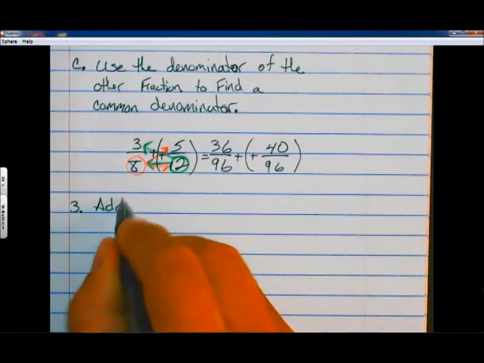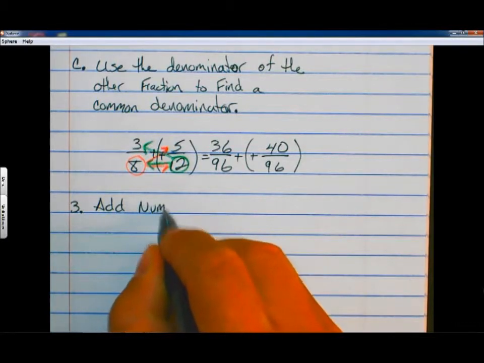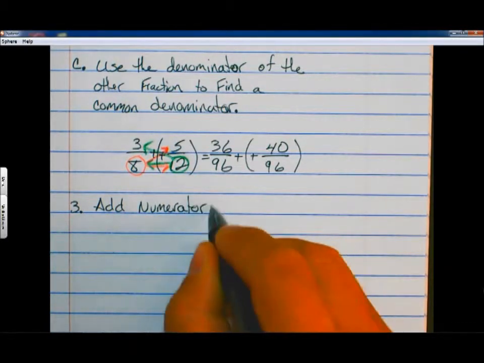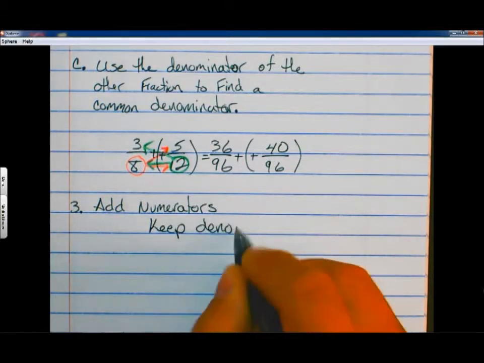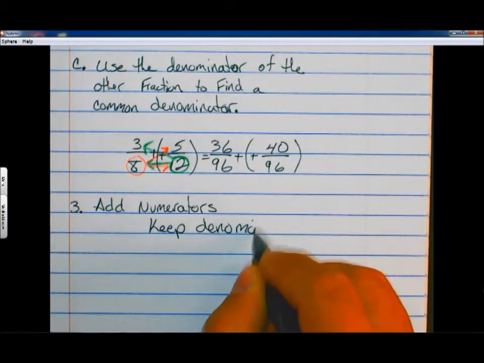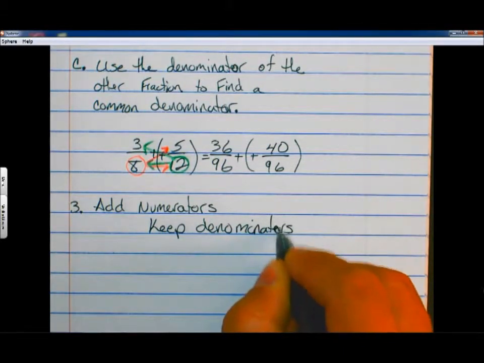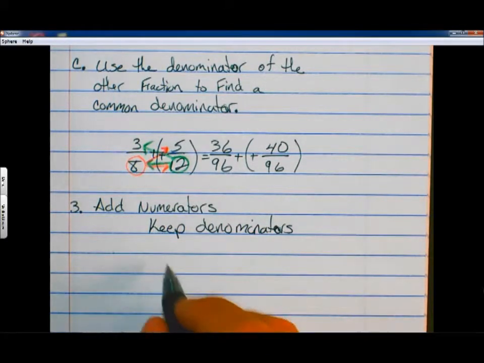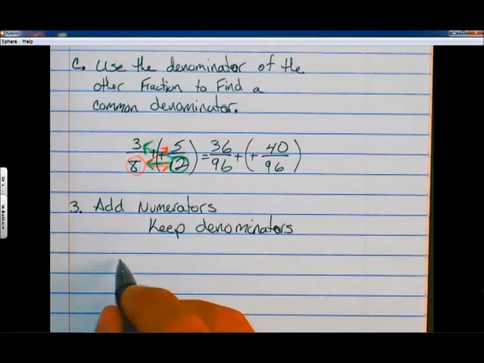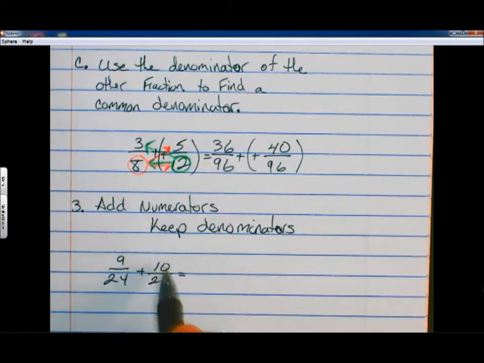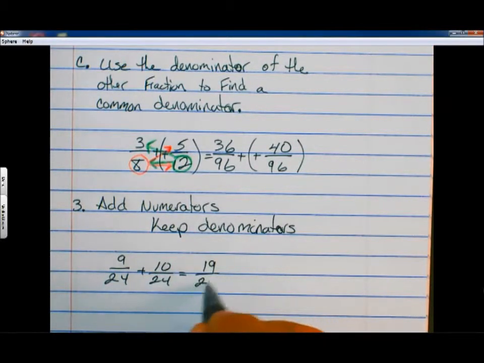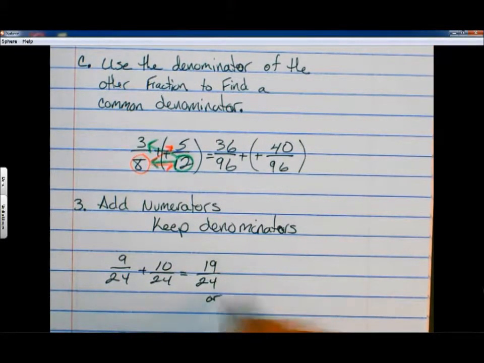Now we can move on to step 3, which is add numerators, keep denominators. I will show you how to do that with both 2a and b, and then separately I'll show you how to do that with c. So 2a and b ended up with the same two fractions, so 9 plus 10 is 19, and then keep your denominator, which was 24. So it's 19 over 24.